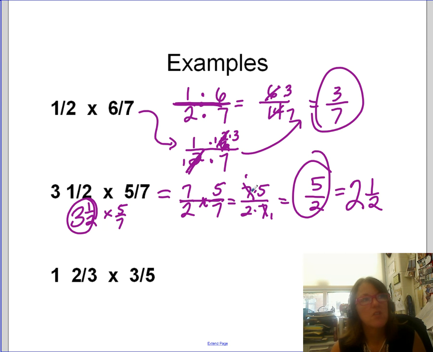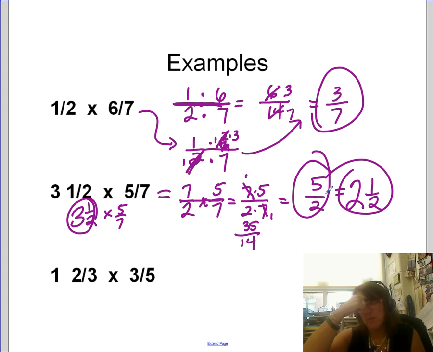So in other words, don't leave it as 35/14, like if I had just multiplied this straight across. No. That has a common factor of 7. Get it this far. If you want to make it the mixed number, go ahead. But I'll accept either answer.